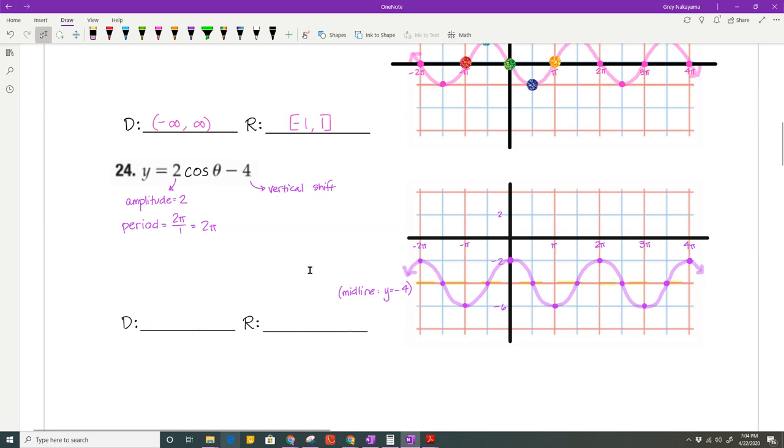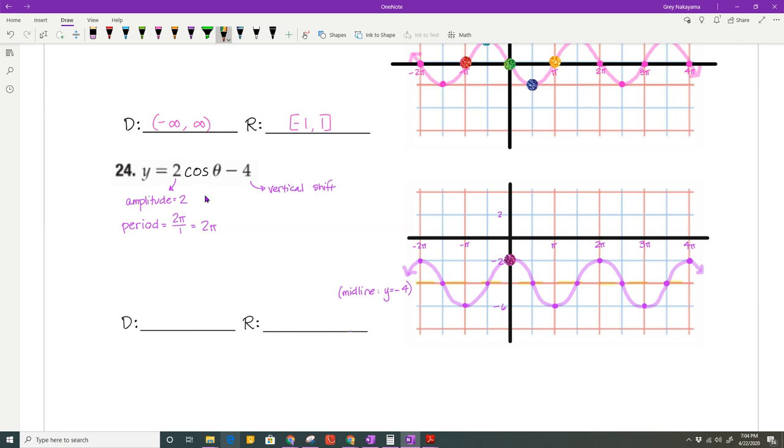I don't have a horizontal shift. I have an amplitude of 2. I'm graphing the cosine. Cosine starts at a max. So if it starts at a max, then at 0 on the x-axis, I'm going to go up to a max, which in this case, my amplitude is 2. So that's why I'm going up 2 units from my midline.